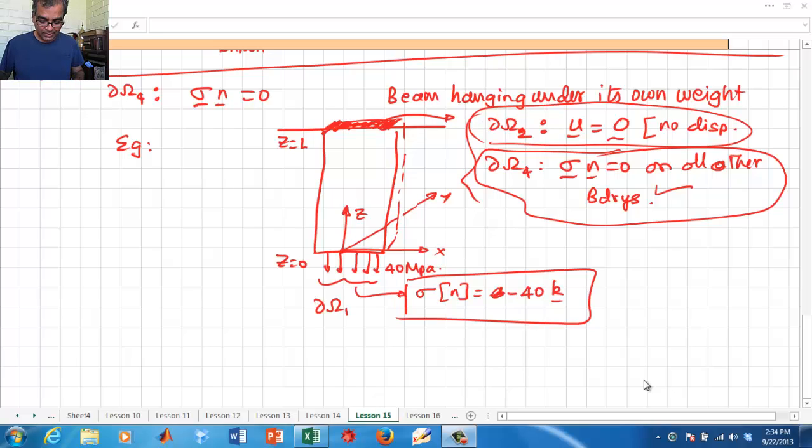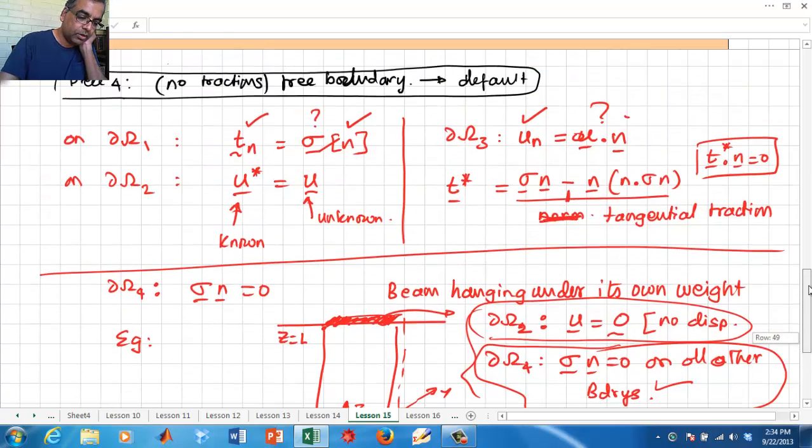Hi, welcome back. So we did the traction boundary conditions last time. Now we are going to take a look at what happens inside the body. So just to give you a quick overview of what the story was.